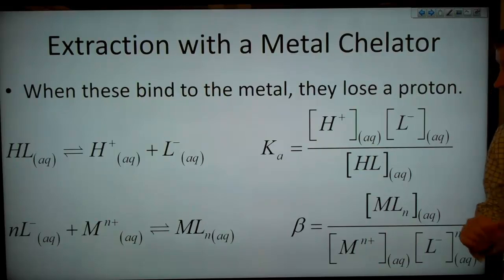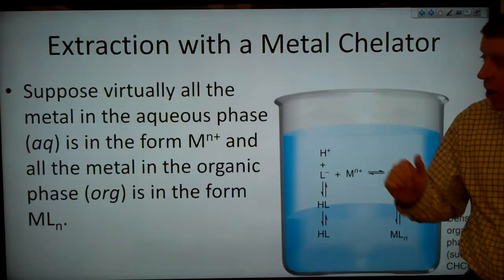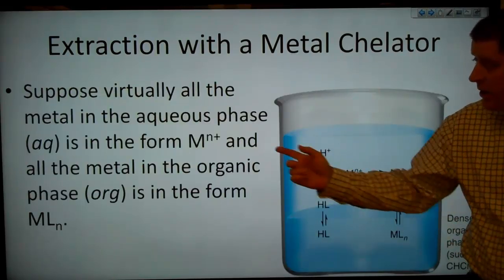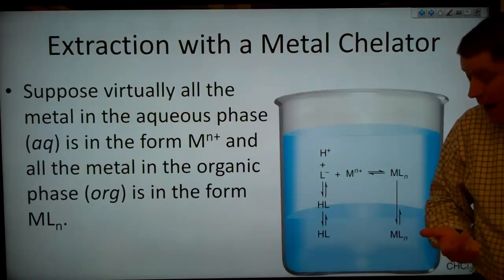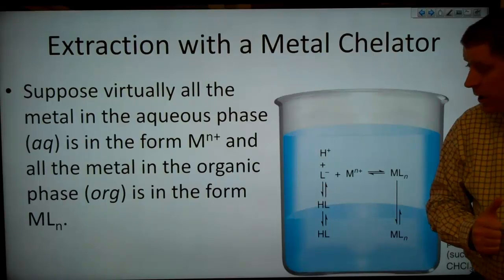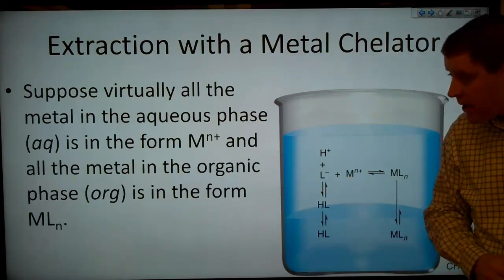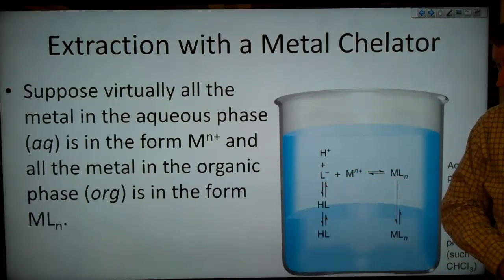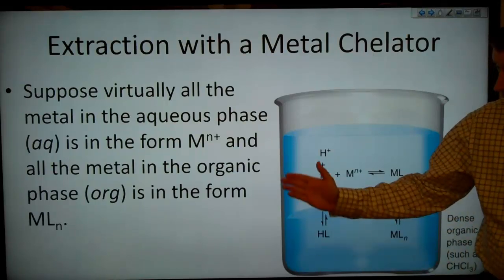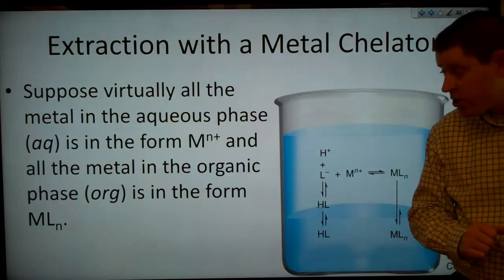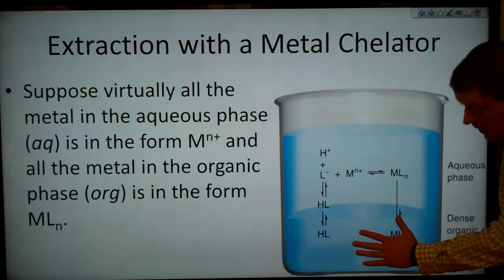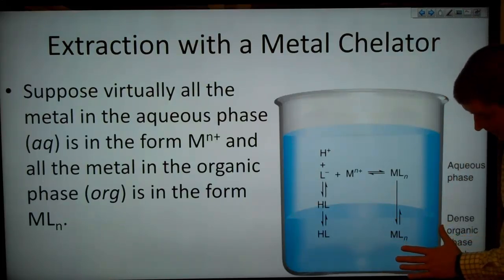Now suppose that virtually all of the metal in the aqueous phase is in the form Mn+, that means it's charged and not complexed to the ligand, and all of the metal in the organic phase is in the form MLn, which means all of the metal in the organic phase is complexed with the ligand to make it uncharged. And that means that now we have a case that looks something like this.